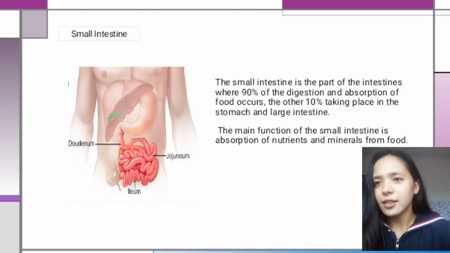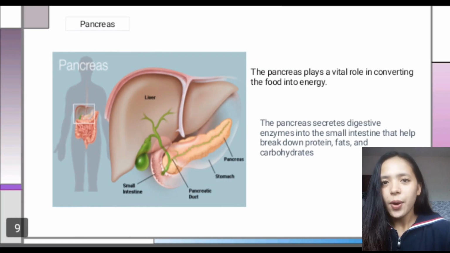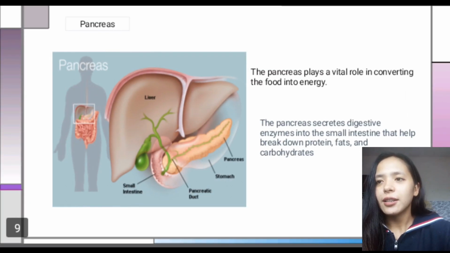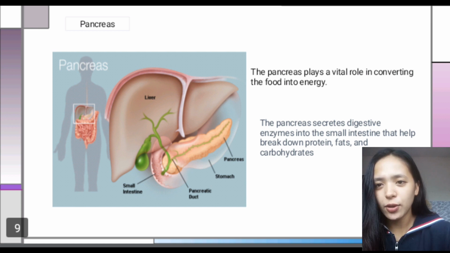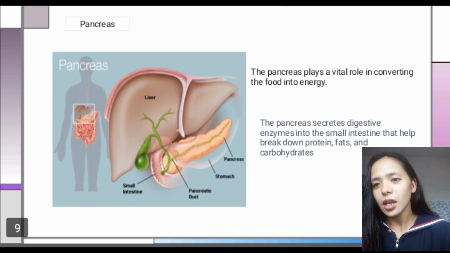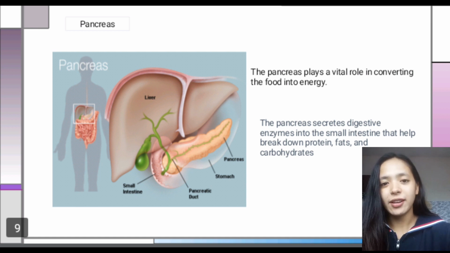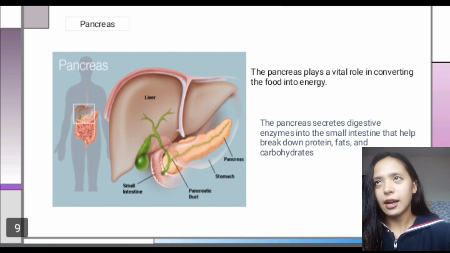So next is the pancreas. The pancreas plays a vital role in converting food into energy. The pancreas is located alongside the stomach. I saw a movie where someone had no pancreas, so their life was 50-50. It is said to be possible to live without the pancreas, but it is important.